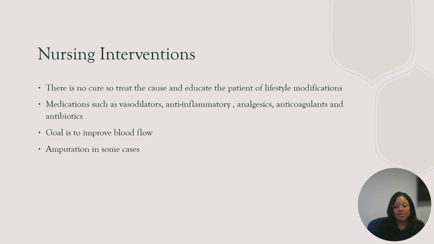Medications include vasodilators, anti-inflammatories, pain medicines, anticoagulants, and antibiotics if the patient has an ulcer and it then gets infected. So the goal is to improve blood flow. In some cases, they may even need amputation. So remember, if an extremity goes without oxygen-rich blood for a long time, what can happen? It will die. Our body, our extremities, we need oxygen and blood to function.